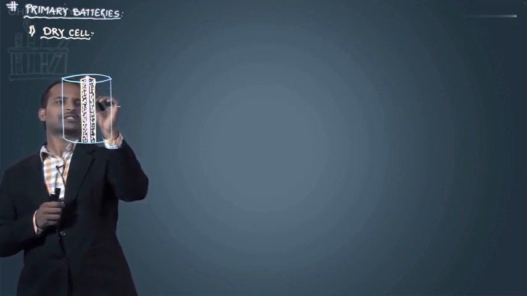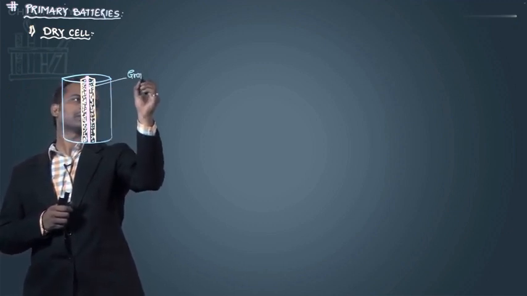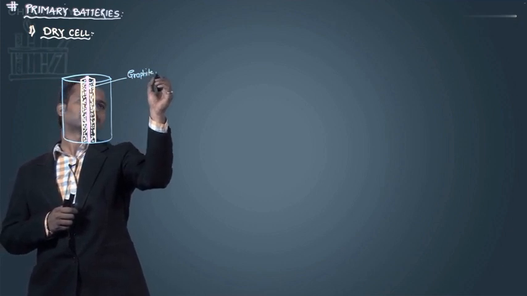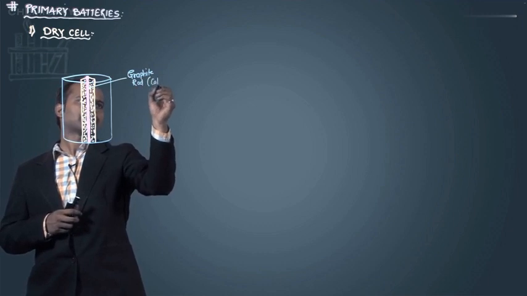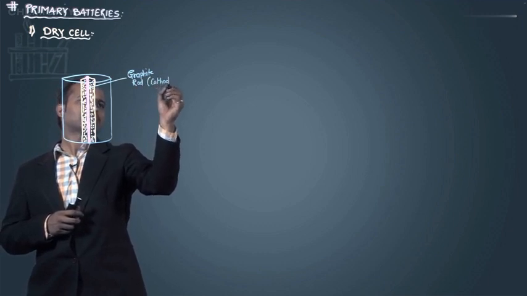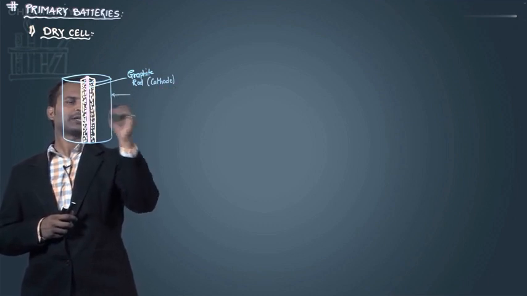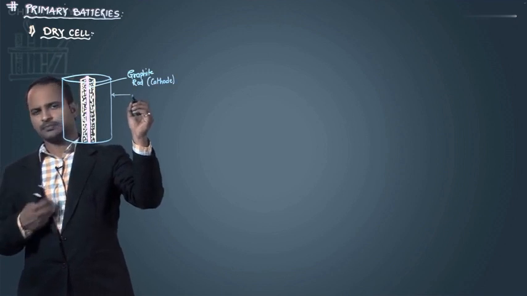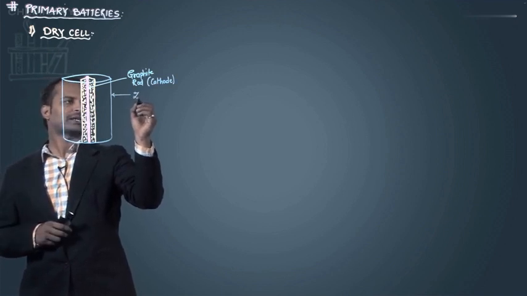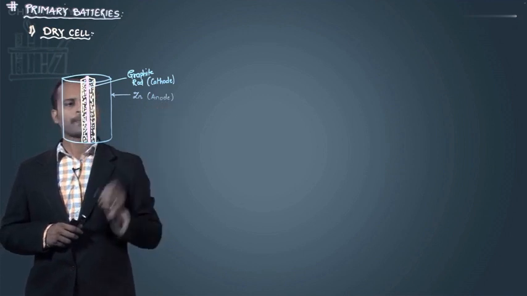Okay, so at the center we have a graphite rod. This graphite rod is acting as a cathode. It is a black color graphite rod acting as a cathode here. The whole dry cell is made up of a zinc container, which is acting as an anode in this case.